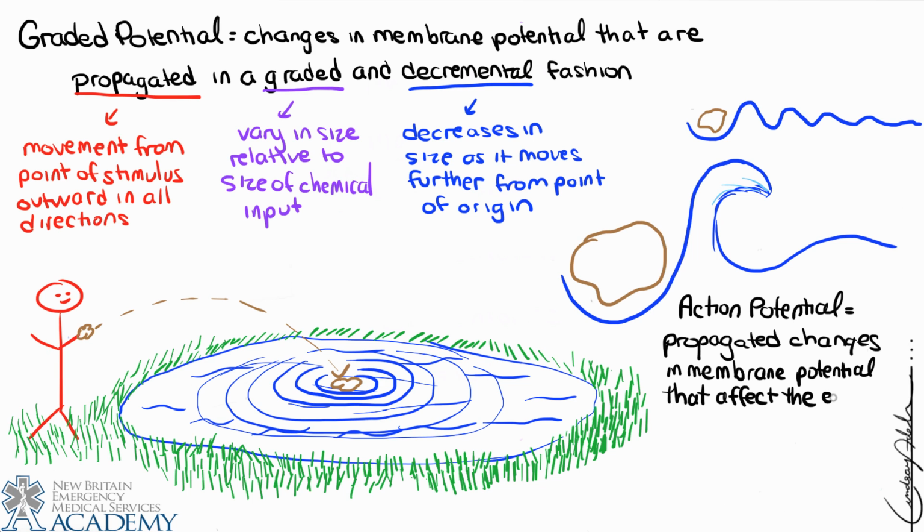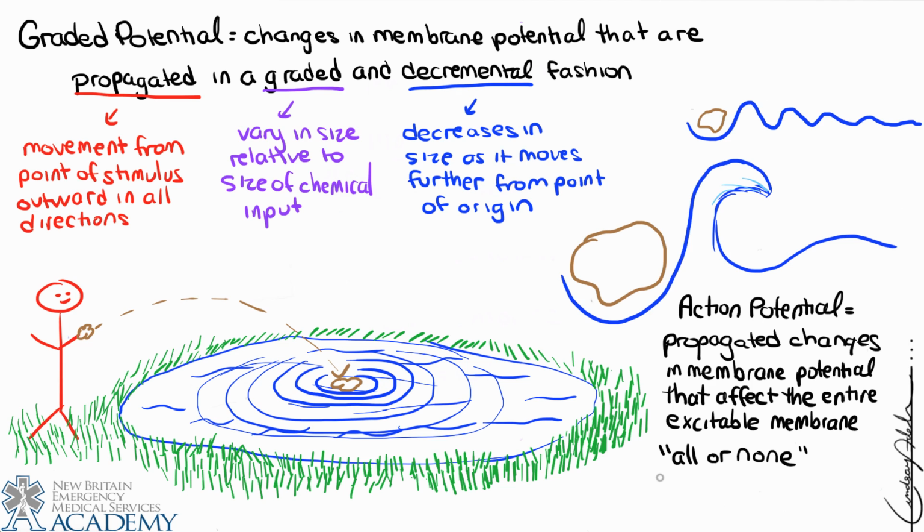Action potential is propagated changes in the membrane potential that affect the entire excitable membrane. They behave by the all or none principle. Essentially, when you think of a wave on the beach that's going to crash, once the wave gets to that peak and it's curling over on itself, there's no hope of it fizzling out. It's absolutely going to crash all the way.